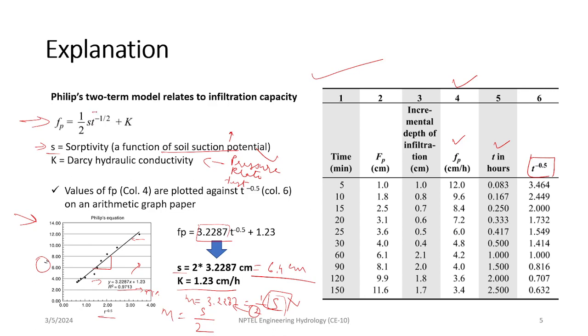What we are doing, we are taking t to the power minus 1 by 2 as x, and we are taking fp as y. Now remaining what? Half of s will be m only, and remaining k will be c, right? Got it?